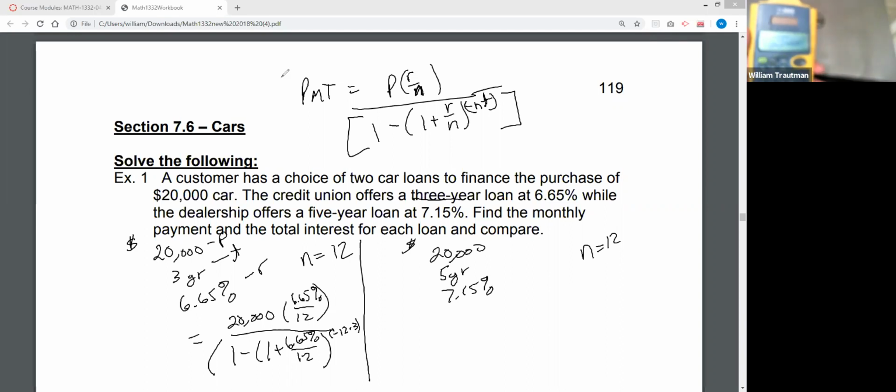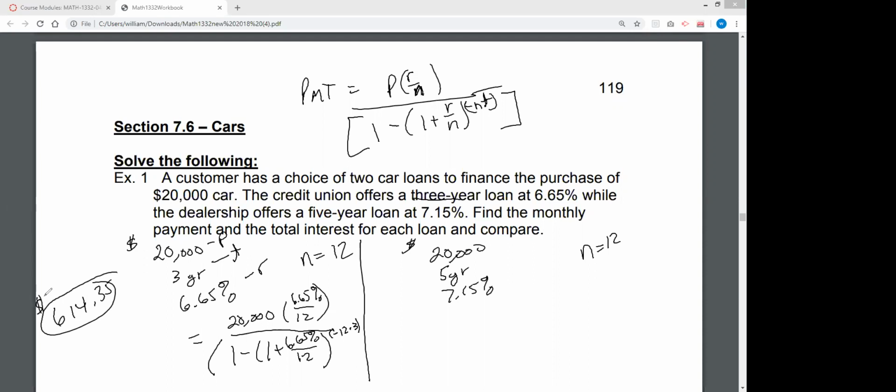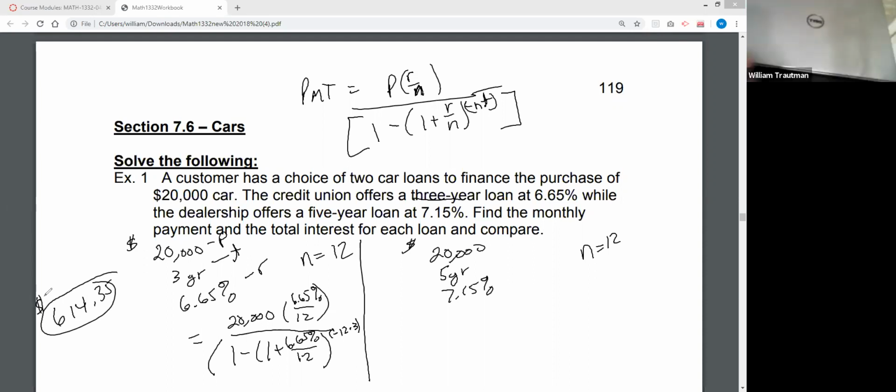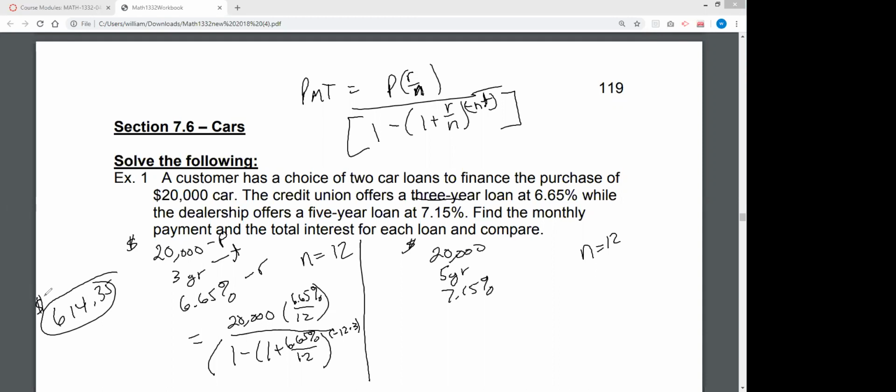So if you look, my bottom looked kind of like that. And when you hit enter, let's see if we get the same thing. Did anybody get $614.35? Yes. Good. We made it. I ended up getting $614.35. Yeah, that's what I got.